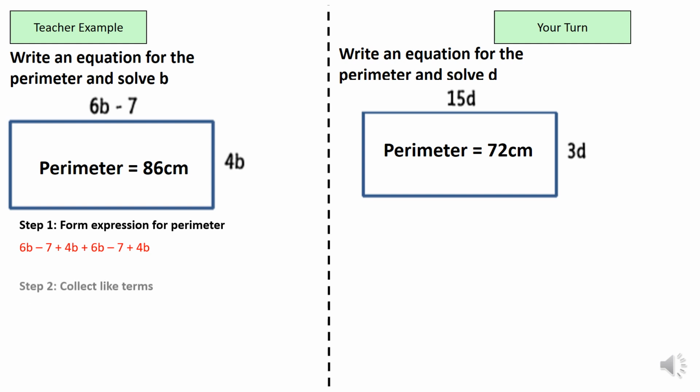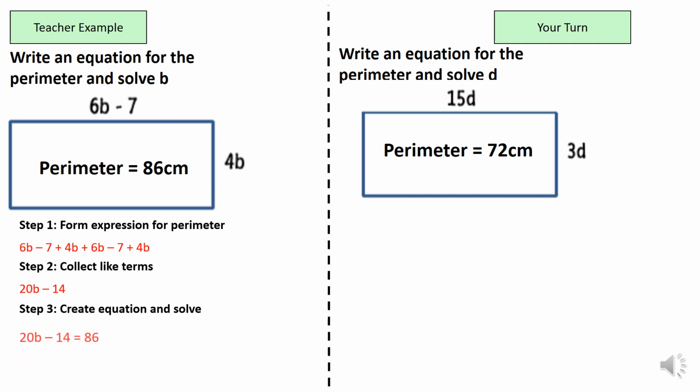Now, for step 2, we're collecting the like terms. And once we collect the like terms, we should have ended up with 20b minus 14. Okay, and the final step is to create an equation and solve. Now it sounds quite complicated and tricky. Literally all it is is that same thing, 20b minus 14, but this time all we're adding on at the end is equals 86, because it's told us the perimeter is 86. And now we can just solve it as we did a couple of weeks ago when we were solving equations.